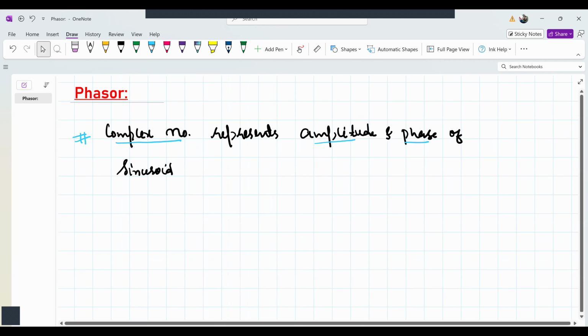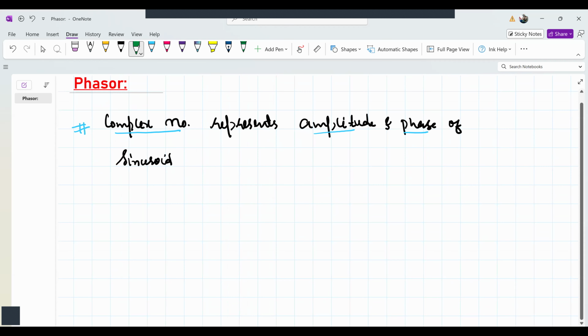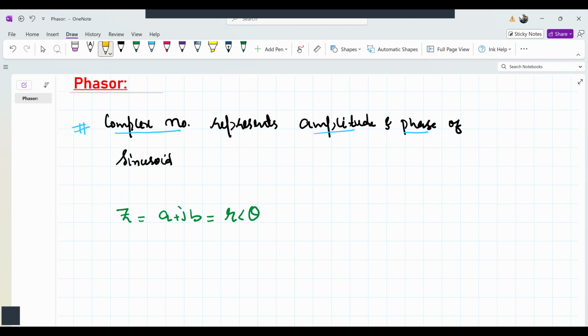Okay, so what's a complex number? In the last session, we learned about complex numbers. We know complex numbers can be represented as a plus jb, which is called the rectangular representation, or we can also write the polar representation, where r is called the magnitude and theta is called the phase. So in this session, we'll learn how we represent our sinusoids in this form. All right. So let's start.